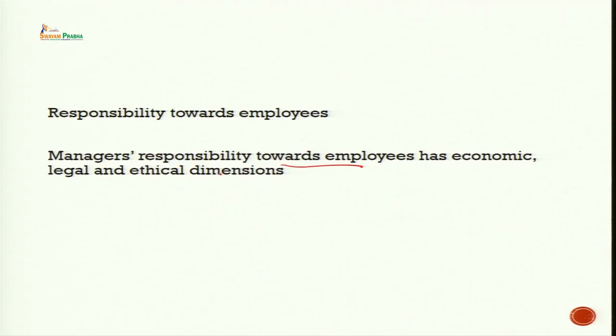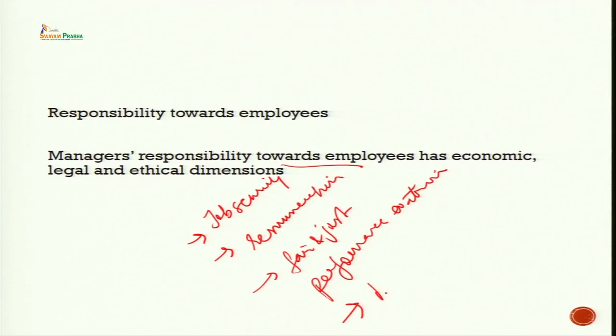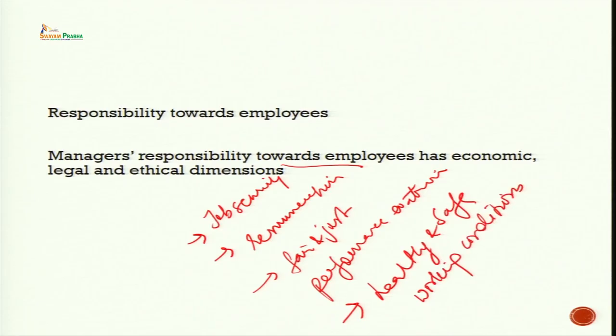So, in a nutshell, we can say that employees should have job security, the right kind of remuneration, a fair and just performance evaluation, and finally, healthy and safe working conditions. If a manager is able to provide all these things to the employee, then his responsibility towards the employee is sufficiently covered.